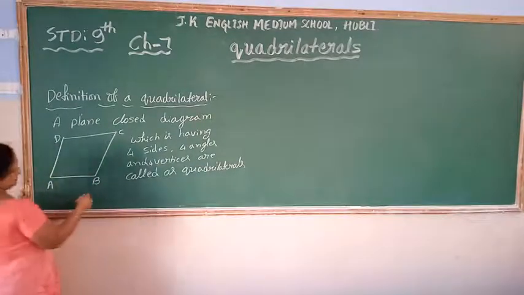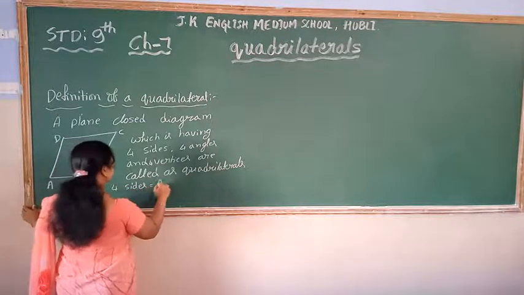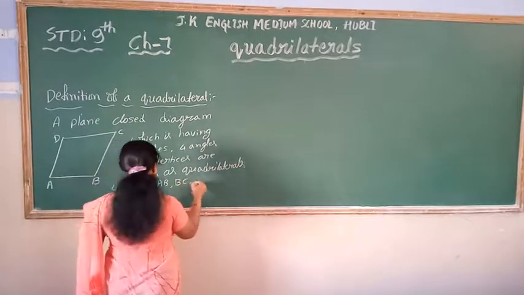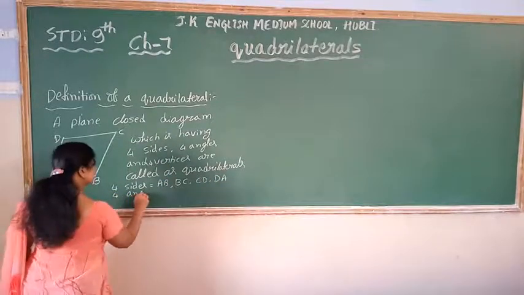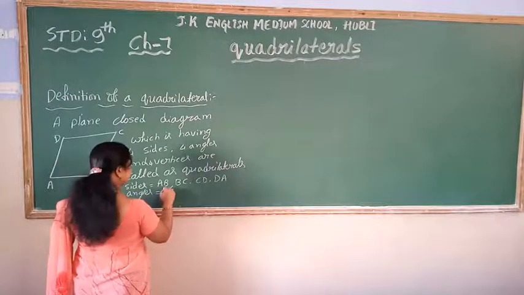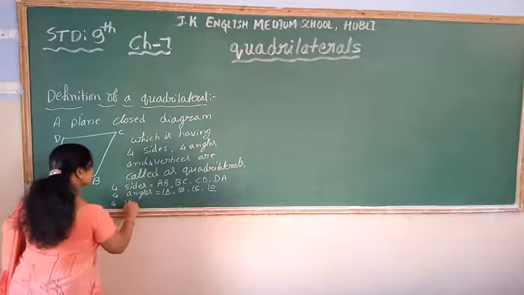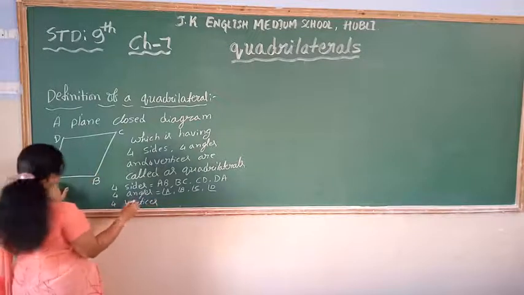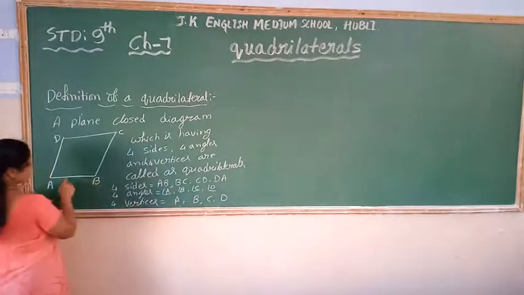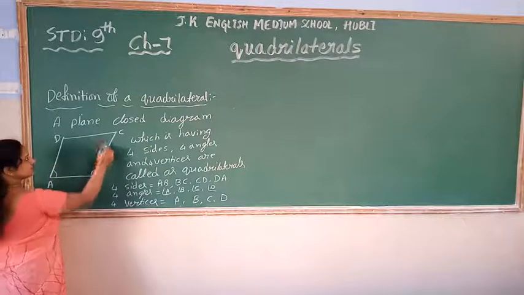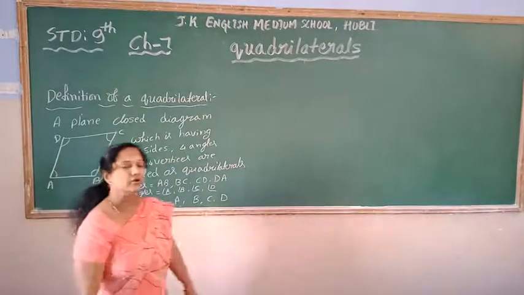Okay, here four sides are in this diagram: AB, BC, CD and DA. Four angles are angle A, angle B, angle C and angle D. Four vertices are A, B, C, D. These are four sides, four angles, four vertices. So this type of diagram you are going to see as a quadrilateral.